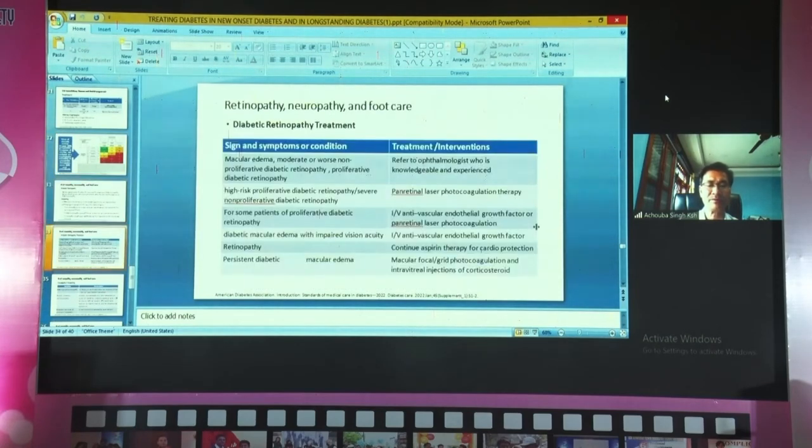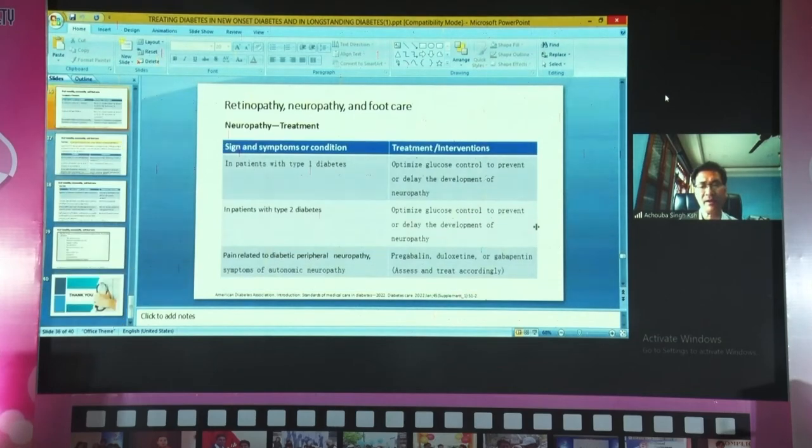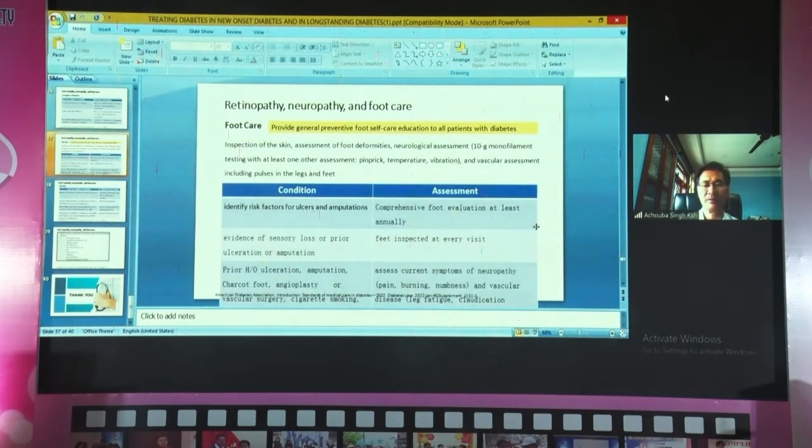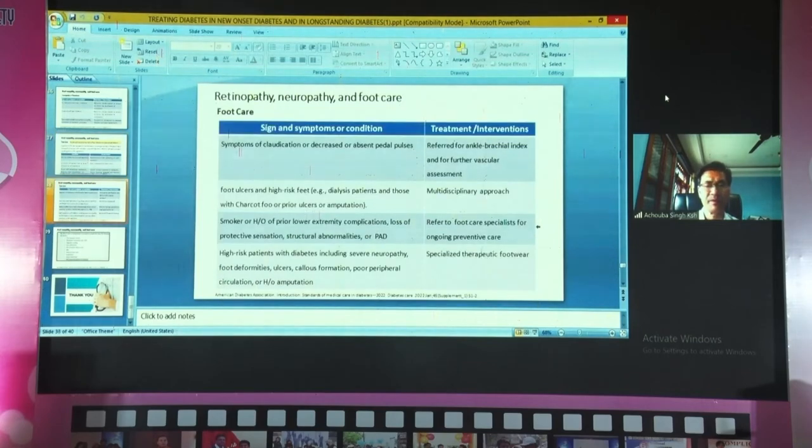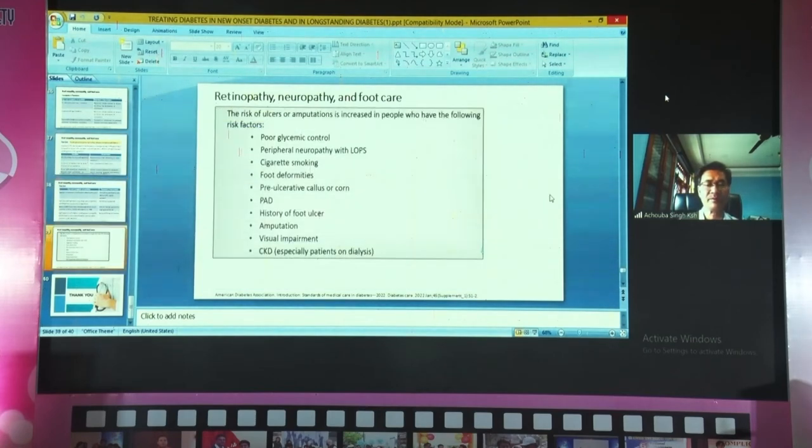Diabetic retinopathy has to be checked and followed up, and treatment referred to the ophthalmologist. Neuropathy has to be screened as well, on a yearly or one to three yearly basis, and foot care is also very important. Foot inspection should be done, patients educated, and signs and symptoms checked. This is the last slide. The risk of ulcers or amputations increases in people with poor glycemic control, peripheral neuropathy, cigarette smoking, foot deformities, pre-ulcerative callus, peripheral artery disease, history of foot ulcer, previous amputation, vision impairment, and presence of CKD.